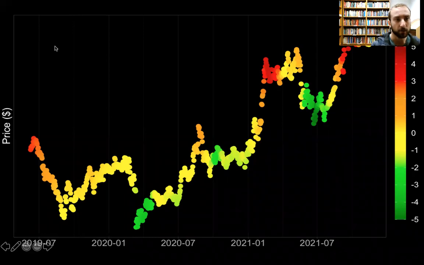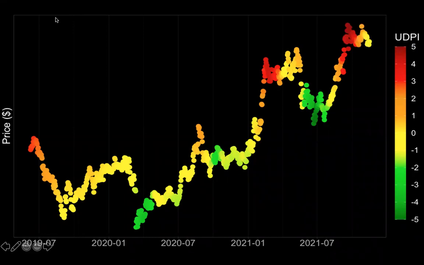I'm going to get my video out of the way to make sure that we can see everything clearly here. So the upside downside potential indicator, or the UDPI, is our in-house risk indicator here on the channel. And what you're looking at here is the Atom price history color-coded by UDPI. So if you look over on the right, you see the UDPI scale going from 5 up on top, color-coded red, down to -5 on the bottom, color-coded green.